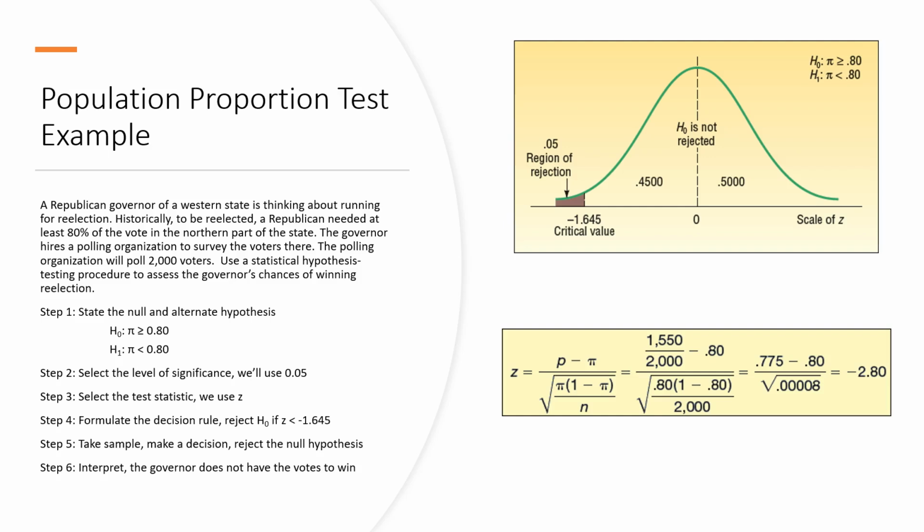And so that allows us to get the computed value of z being negative 2.80, and that would be less than the critical value. So therefore, the evidence does not support the claim that the incumbent governor will return to the governor's mansion for another 4 years.